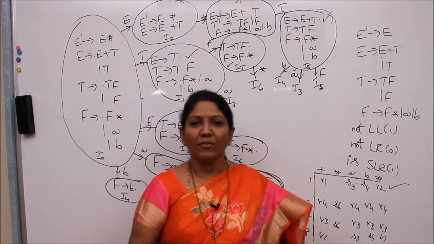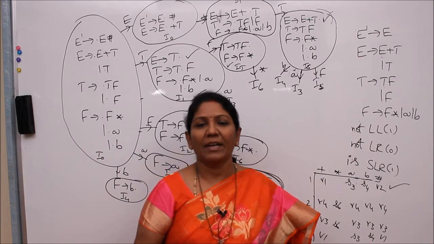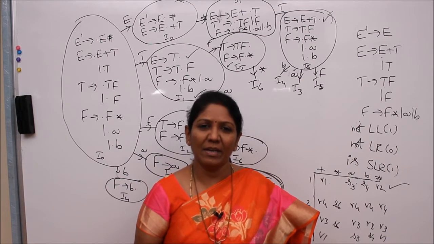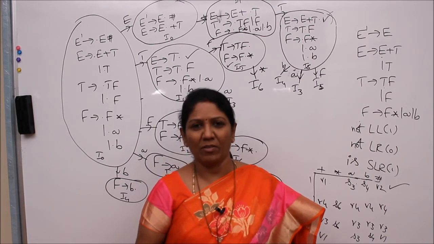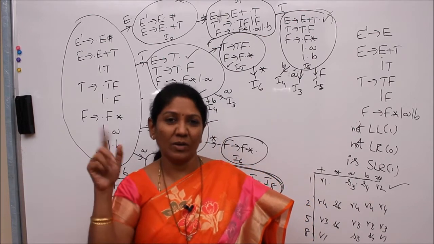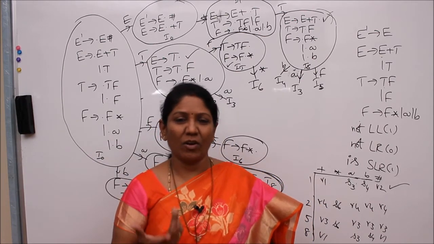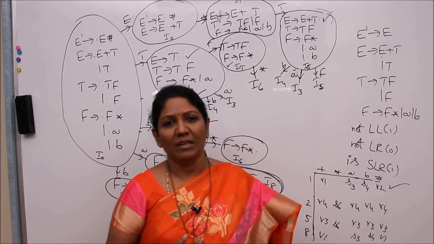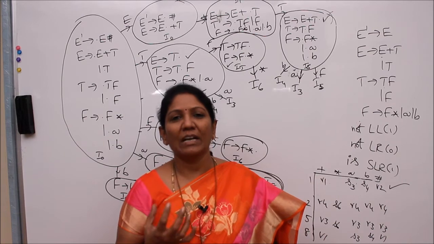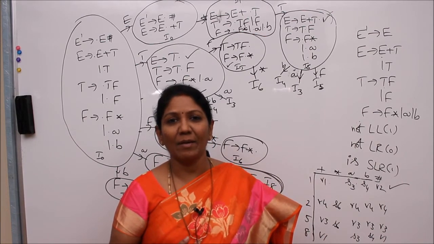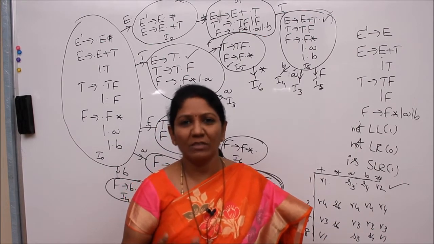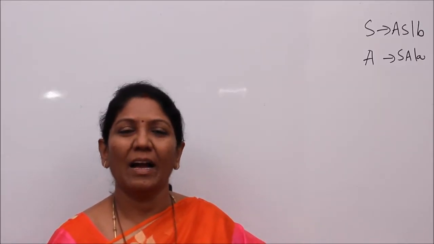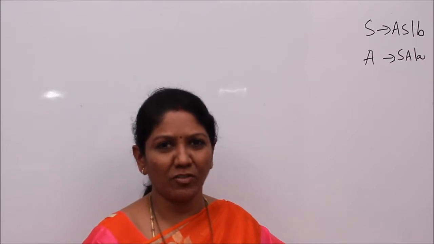If you take any ambiguous grammar, remember an ambiguous grammar can never be LL1, can never be LR0, can never be even SLR1. Though we have not discussed look ahead LR or canonical LR, I can confidently say without knowing the procedure, it cannot be even LR1, it cannot be canonical LR1. To construct any LR parsers, we need unambiguous grammar. Let us check this with an example. Look at this grammar. This grammar is ambiguous. Let us check whether it is ambiguous or not.